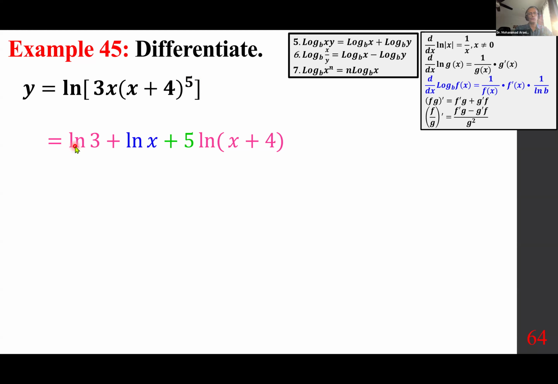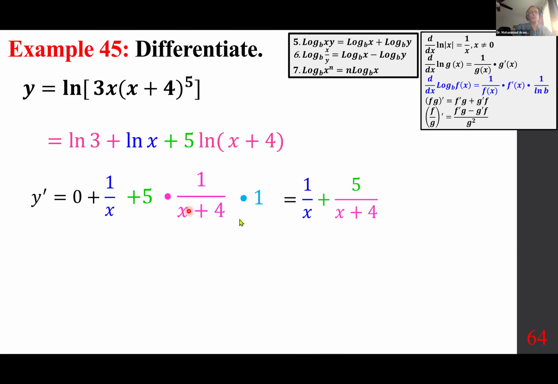The answer is 0. ln x is 1 over x. Plus 5. Now, ln of x plus 4, flip it over. 1 over x plus 4. And then by the chain rule, I need the derivative of the inside, the argument of x plus 4, which happened to be 1. So what do I have here? I have 1 over x plus 5 over x plus 4.